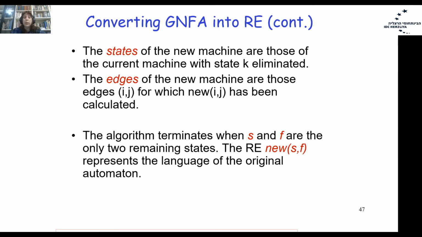After elimination of the K state, we have a new machine without the K state. We updated some edges to the new IJ label, and we continue with elimination of states until we have only two states, S and F. So the algorithm terminates when we have only the initial state S and the final state F, and we have only one edge with regular expression new SF representing the language of the original automaton.